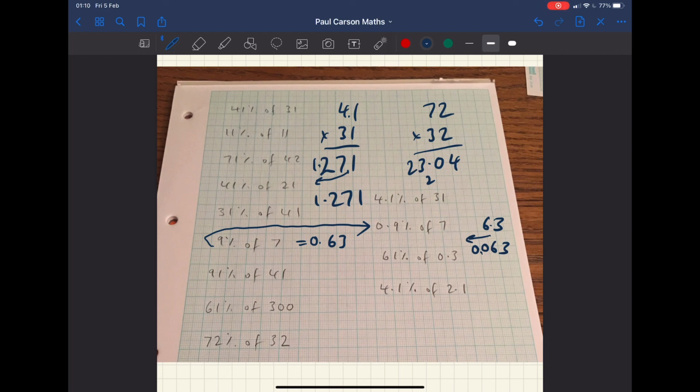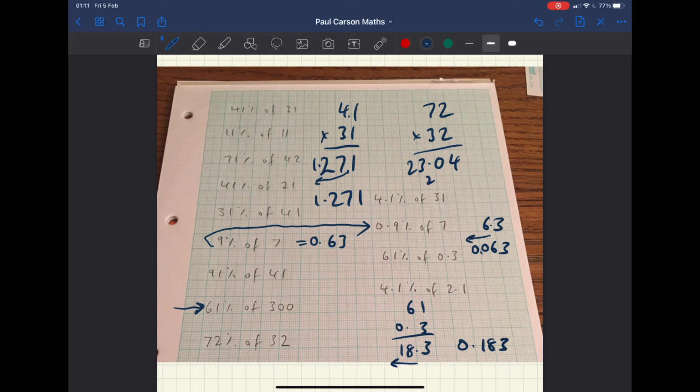For 61% of 0.3, that's actually again the same one as this one. So the answer is the same. So we just do 3 times 61 as usual. So I'll just do it down here. So that's going to be 3 times 1 is 3, 3 sixes are 18. Then I need a decimal point. Then I need to divide by 100. So it's 0.183. And then finally, 4.1% of 2.1.